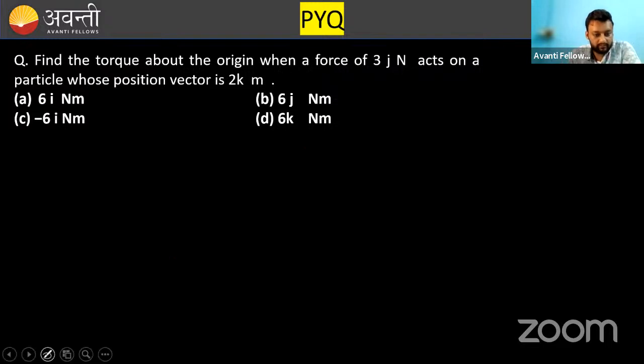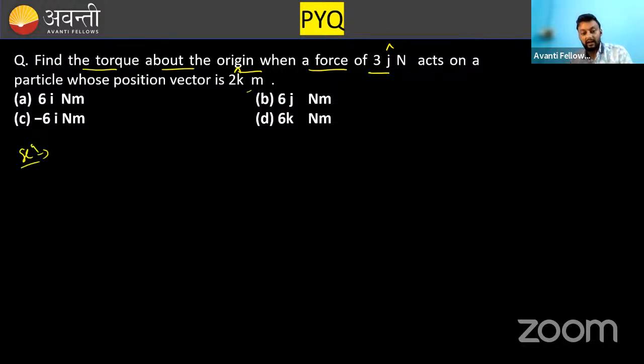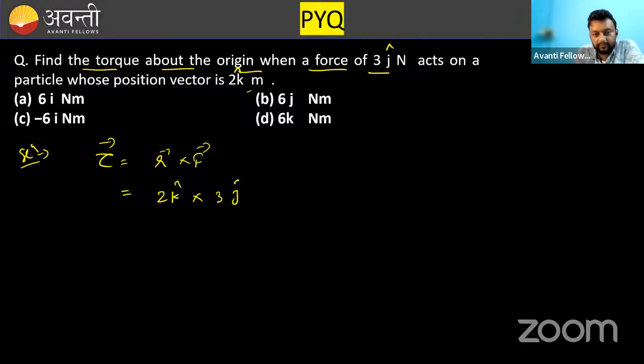This question is about torque. Find the torque about the origin when a force of 3 j cap newton acts on a particle whose position vector is 2 k cap meter. This is the simplest of questions, and it was asked in NEET, so you can understand the level of NEET. That's very simple actually. What is tau? Tau equals r cross F, that we have seen. What is r? Given as 2 k cap. Cross F, given as 3 j cap.